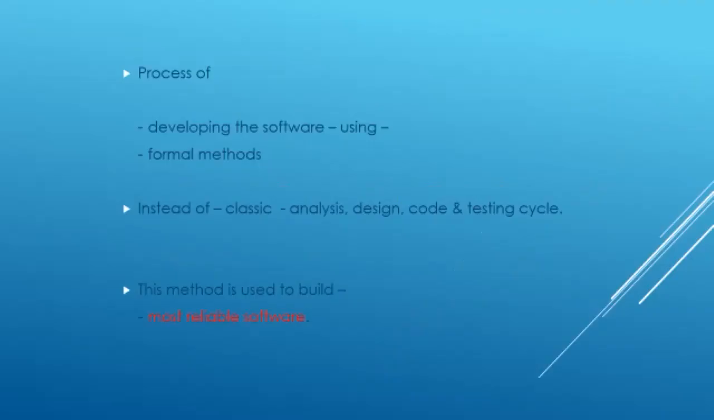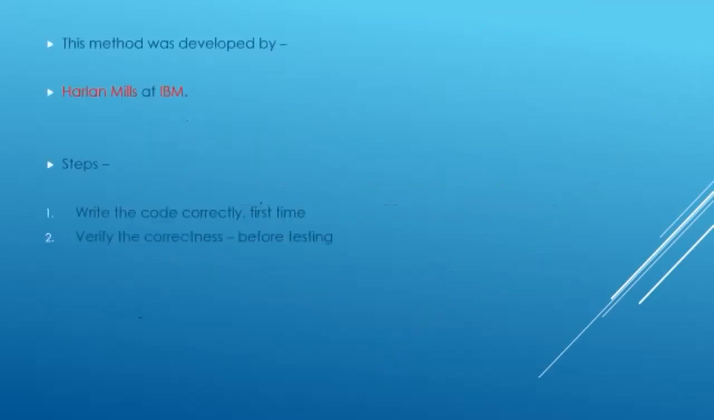Analysis, design, code, and testing cycles. This method is used to build the most reliable software. This method was developed by Harlan Mills at IBM. Steps. Number 1, write the code correctly the first time.